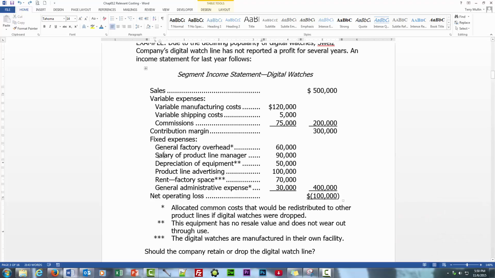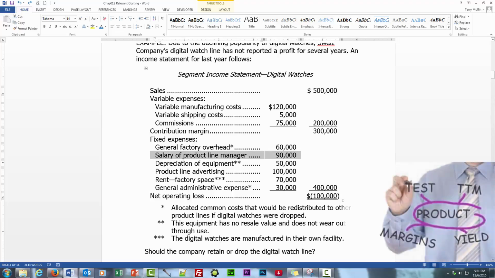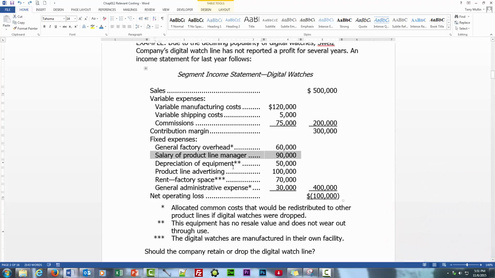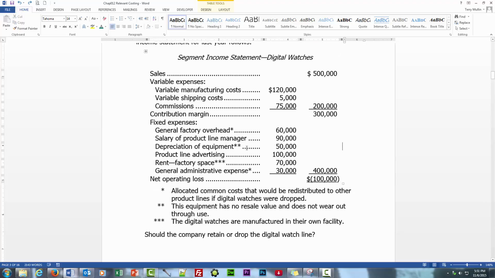What we can do is get rid of the salary of a product manager, because if we aren't going to make the watches, then we don't need the manager. The equipment is the same deal: whether we use the equipment or not, we still have to depreciate it. We can get rid of the product advertising, and we can rent out the factory space or just not rent it anymore, so that would be avoidable. And then we have this $30,000 in general administrative expenses. Again, that's the president running the company, and those expenses aren't going to go away.